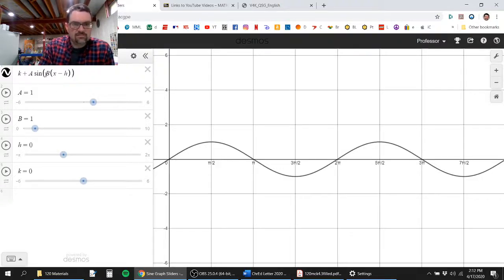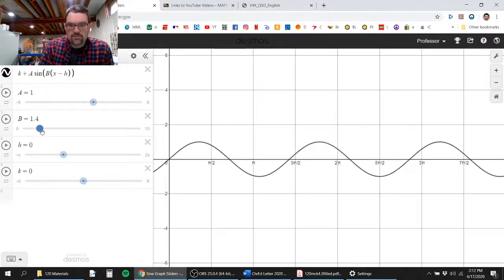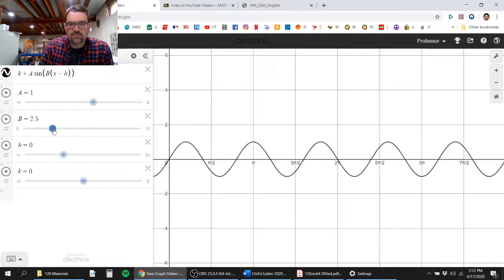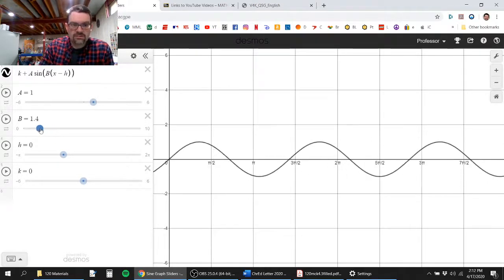Capital B, B times the variable, changes the period. All right, so with nothing in there, it's an unwritten 1, but as we change B, we change the length of the cycle, which ends up stretching or squishing the graph horizontally instead. So, for example, as B gets bigger, remember the formula for the new period is 2 pi divided by B. B is in the denominator. So, if B gets bigger, it actually makes the period get smaller.